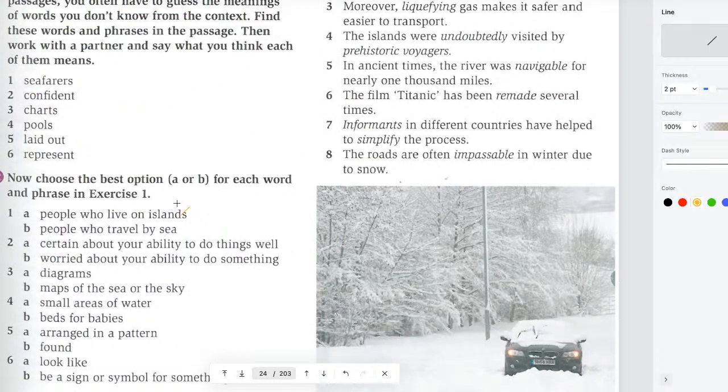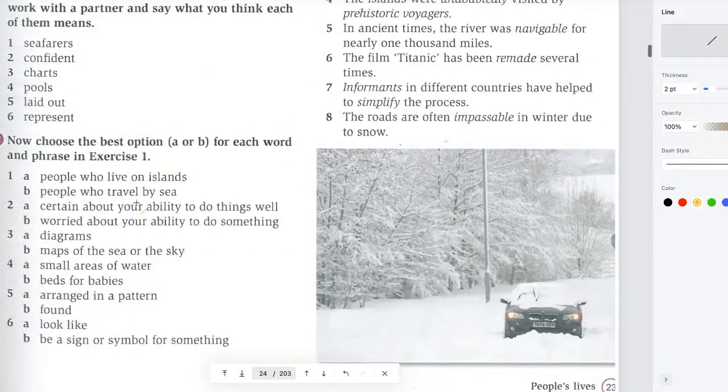Exercise 2. Read that. Now choose the best option, A or B, for each word and phrase in exercise 1. For example, number 1, we have A, people who live on islands, and B, people who travel by sea. So for number 1, what is that? Number one, seafarers. B. Choose carefully, guys, and tell me.